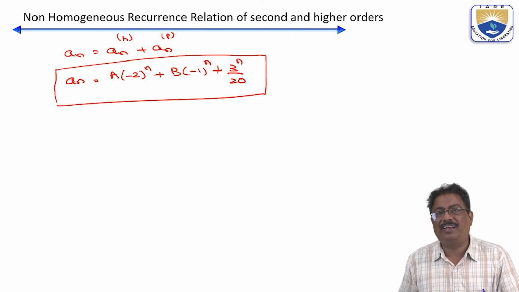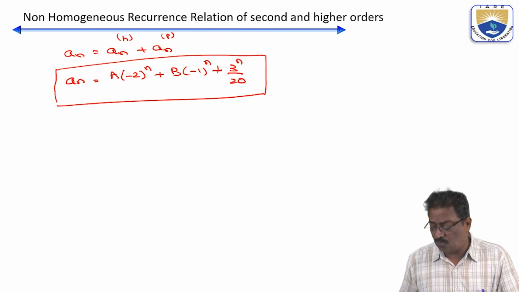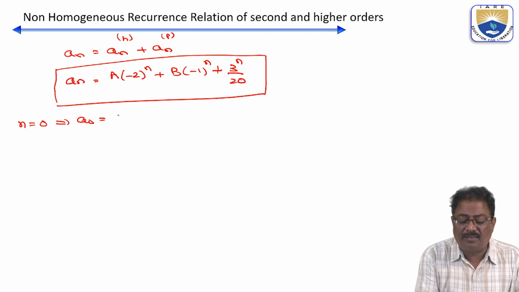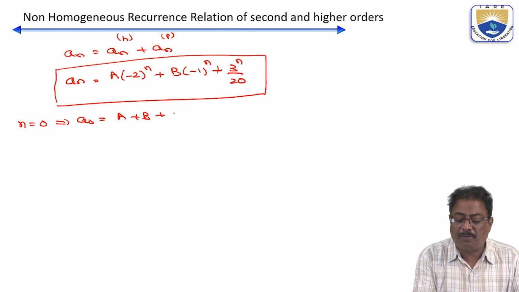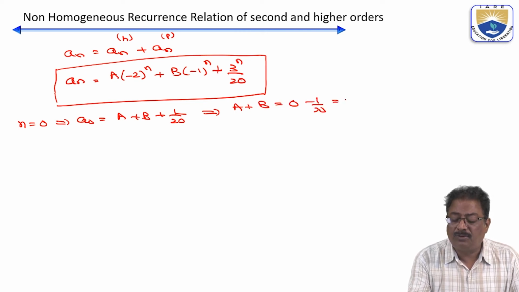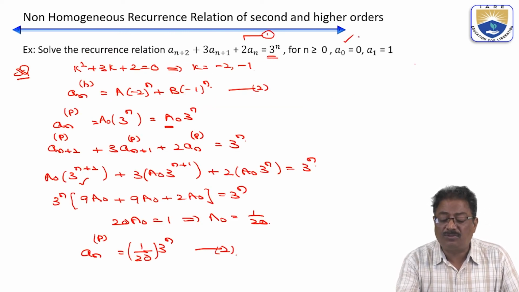Once again, the same way as the previous problem, substitute n equals 0. Then I am going to get a naught, which is a plus b plus 3 power 0 by 20, that is 1 by 20. Then a naught is 1. So a plus b equals 0 minus 1 by 20, so it is a plus b equals minus 1 by 20.